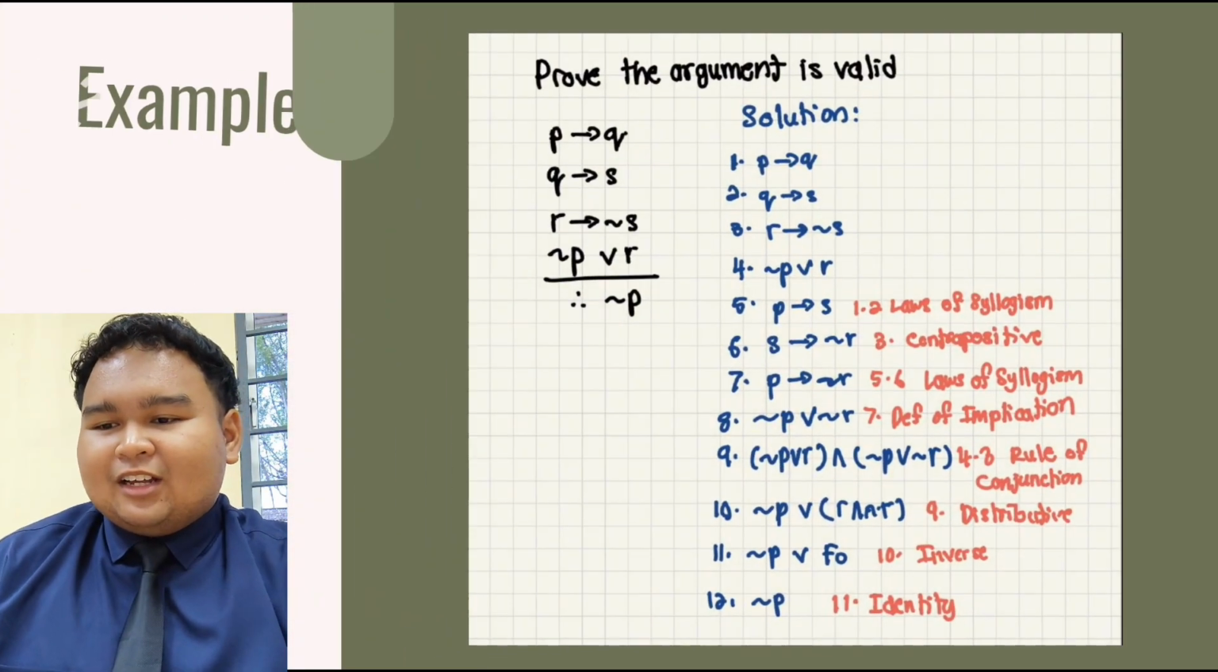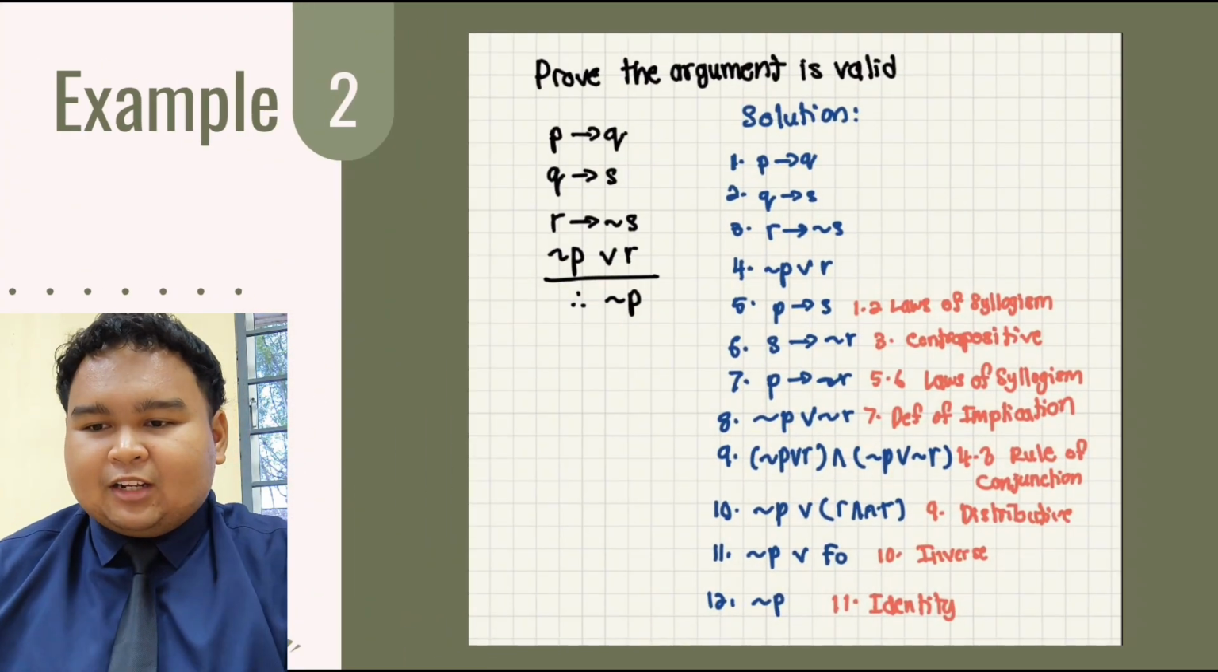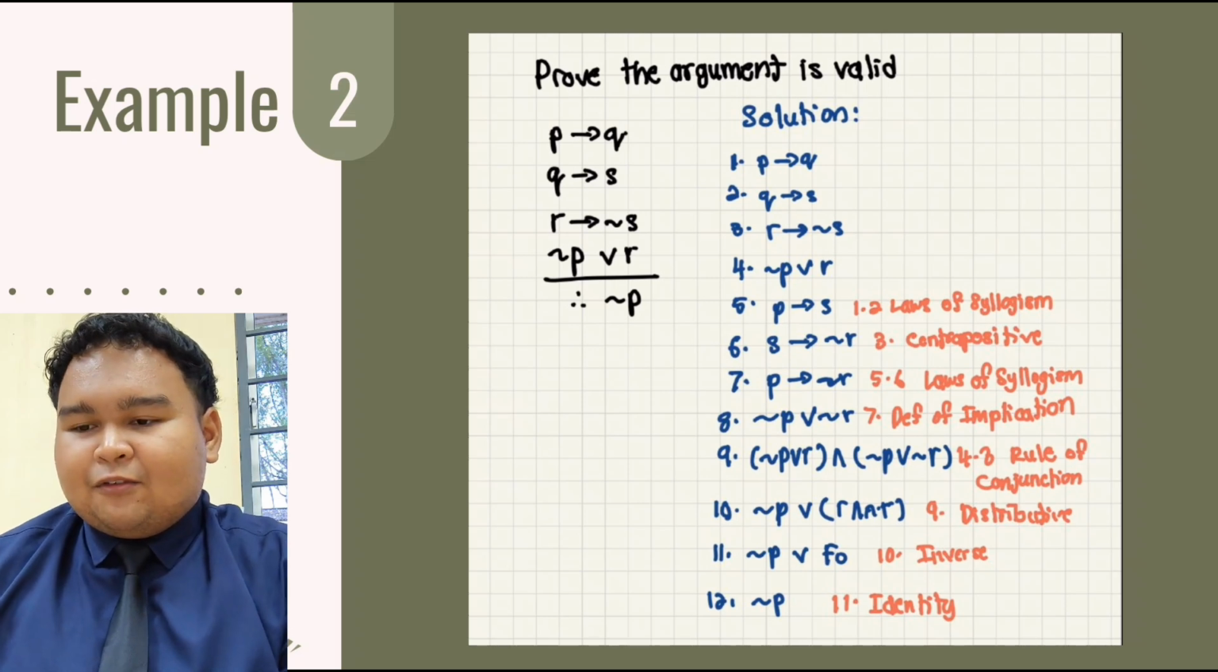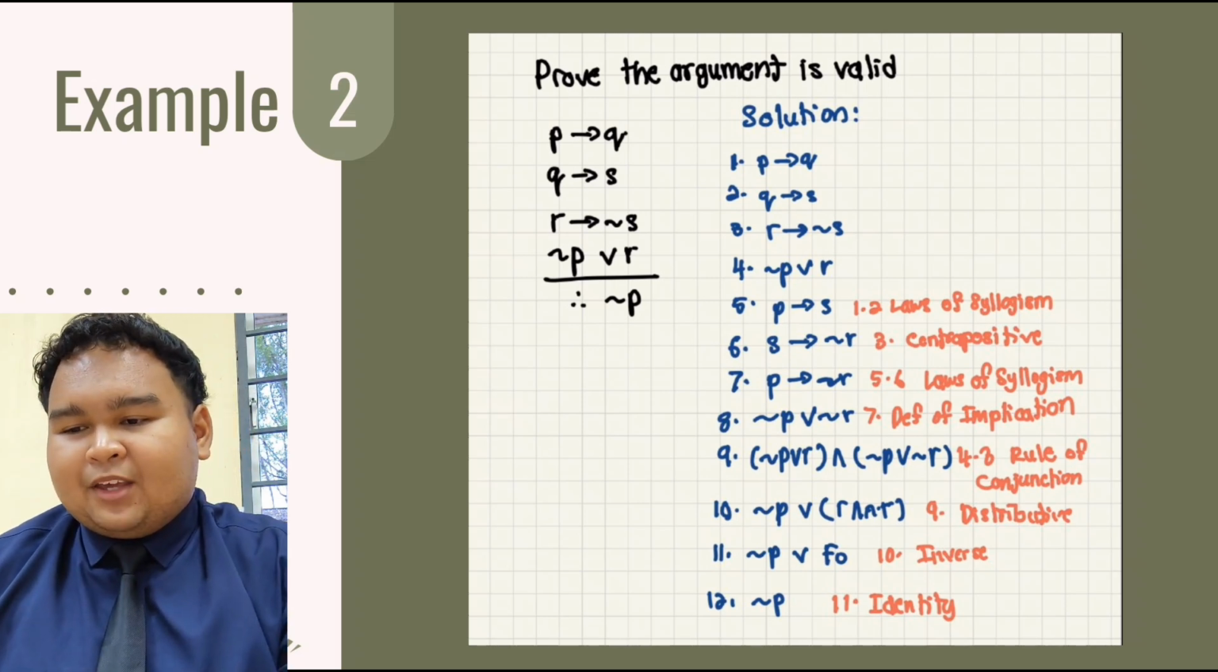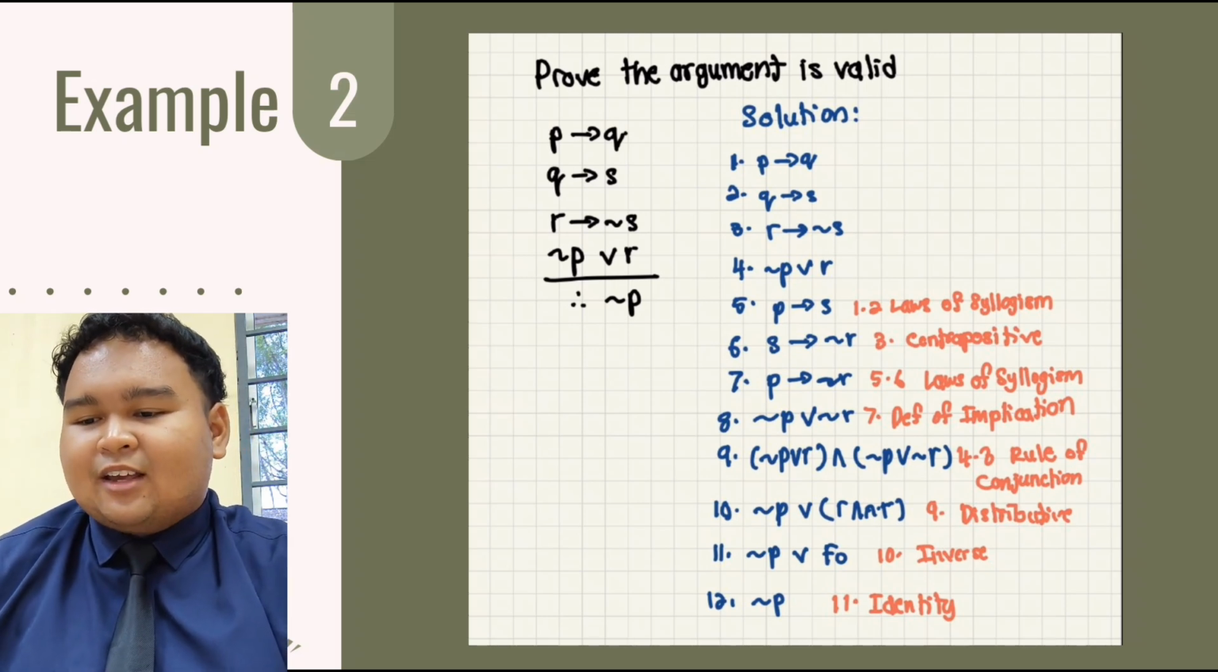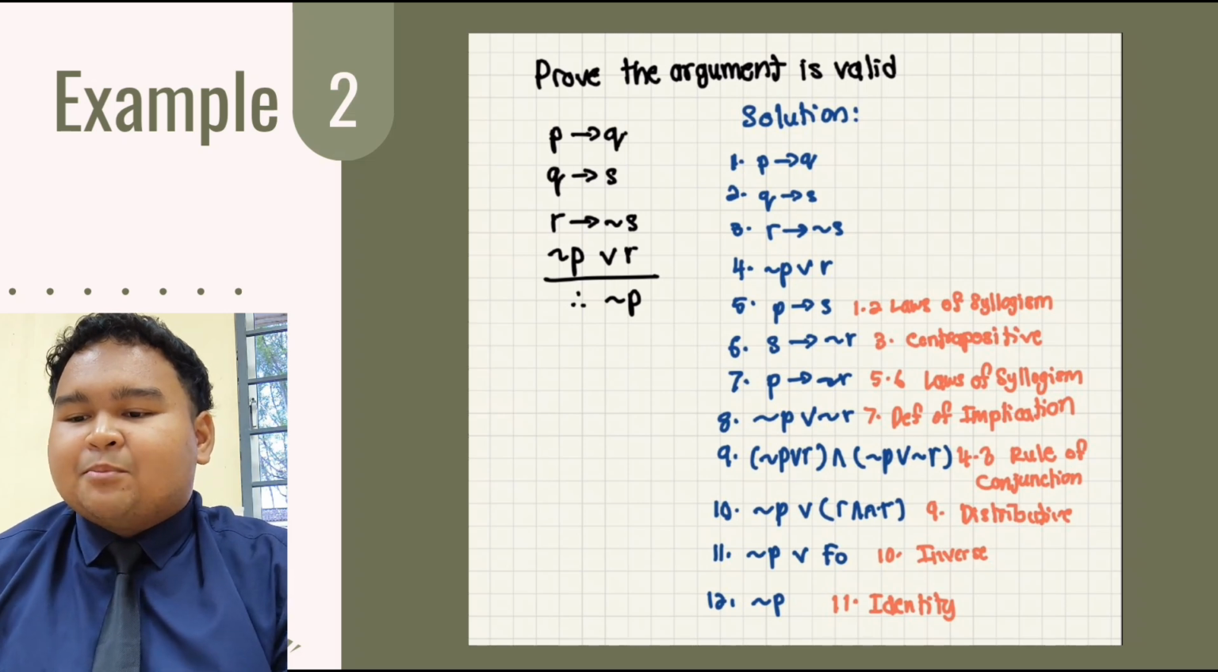For the second example, the question is the same, prove the argument is valid, but the premises are different. For this question, the premises are P implies Q, Q implies S, R implies negation S, and negation P or R.